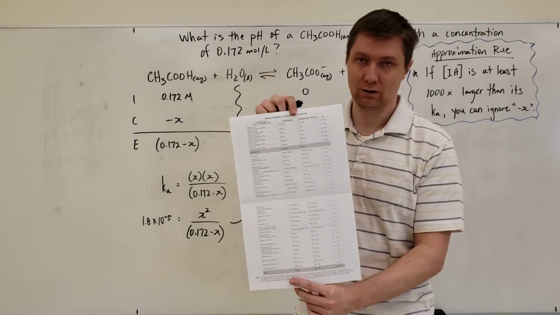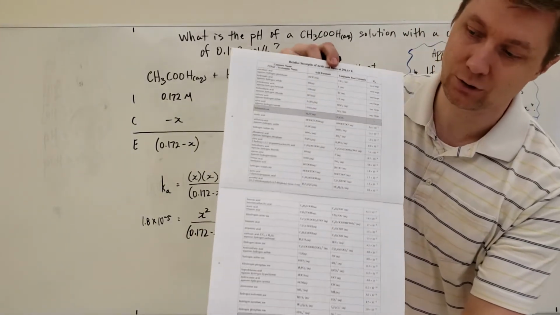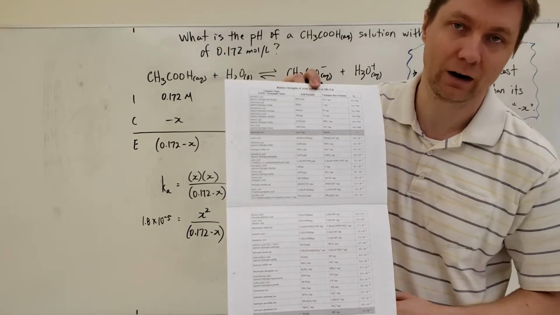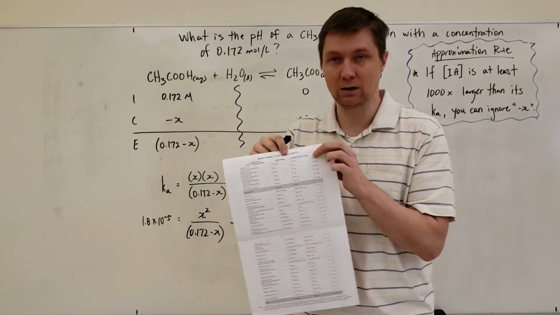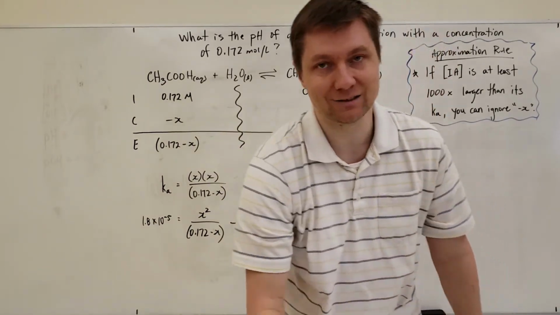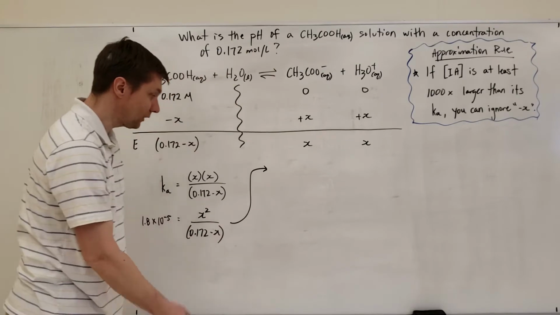acid-base chart. And so I bring this up a little bit closer. You can see that acetic acid is right here. You just look over on the very right-hand side in the Ka column, and you can look up Ka values for particular acids that you'll be working with.